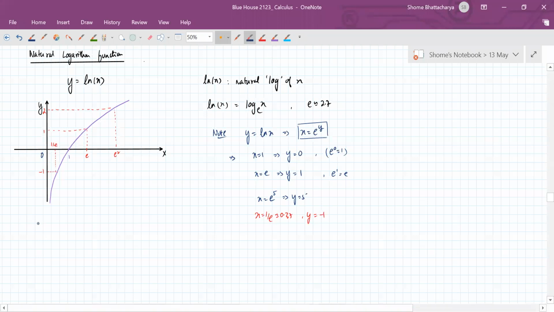Okay, now the derivative of the natural log function is given by the formula 1 by x.